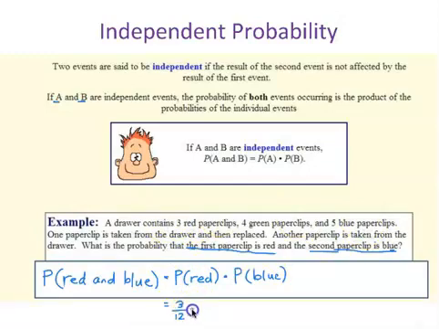And then we're going to multiply that times the probability of blue. How many blue are there? There's 5. And since we replaced our first choice, we still have a total of 12 paper clips to choose from. So the probability of red and blue, we're going to take 3/12 times 5/12. And we just multiply those two probabilities together. 3 times 5 is 15. 12 times 12 is 144.